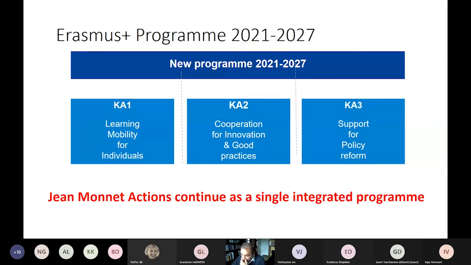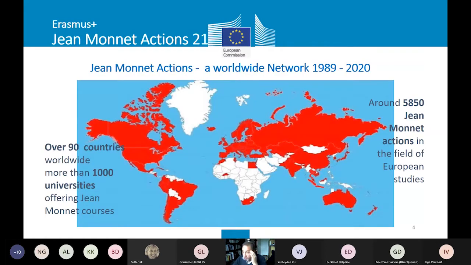As I said just before, we have the three key activities for the Erasmus program, and the Jean Monnet continues as a single integrated program. But here is a little look at the Jean Monnet action in the world. As you can see, a lot of countries are already aware of the Jean Monnet activities.